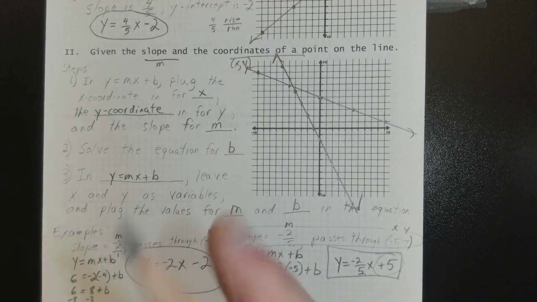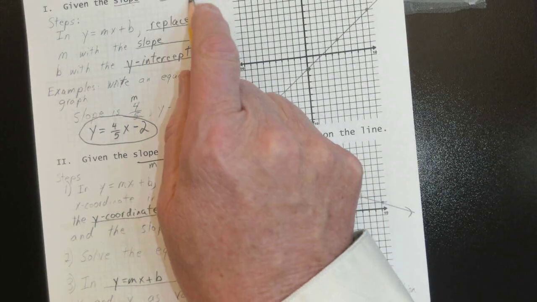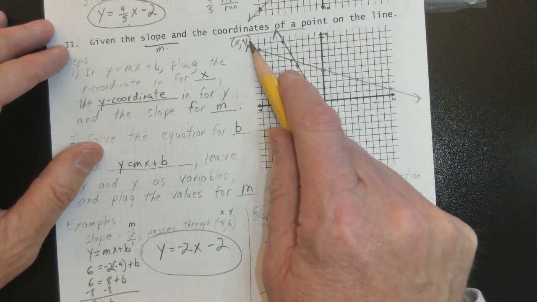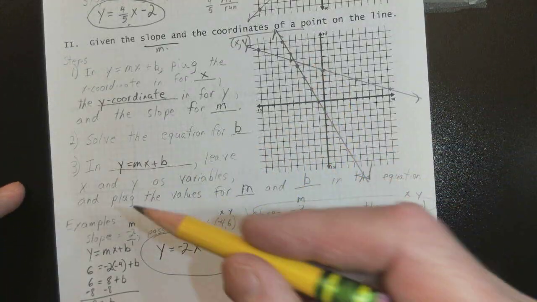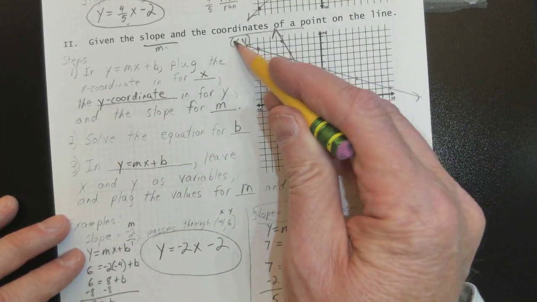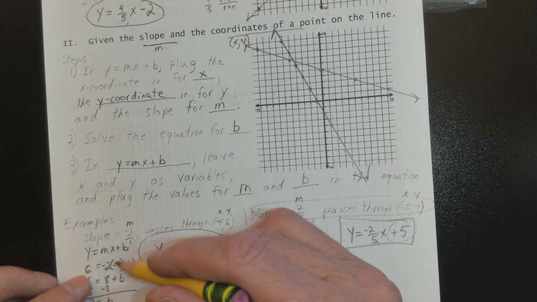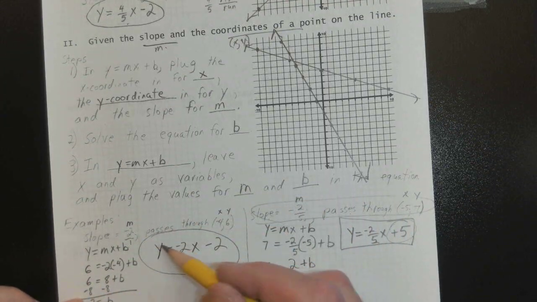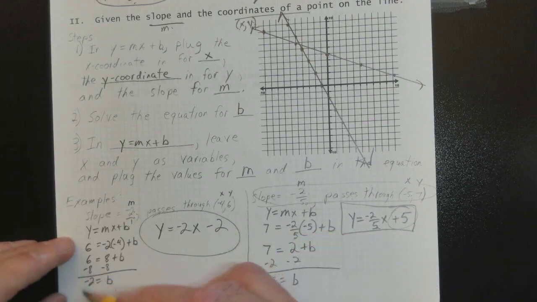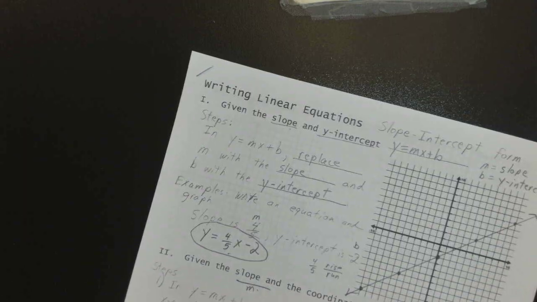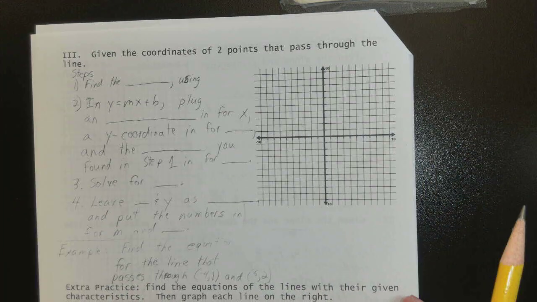All right, so first scenario, we have the slope and the y-intercept. We just plug them in. Second scenario, we have the slope and the coordinates of a point. We plug in the x and y coordinates in x and y, and the m for the m into the equation, and then we solve for the b and then write our equation. Third scenario is you're given two ordered pairs, and that's what the last thing we're going to do here.